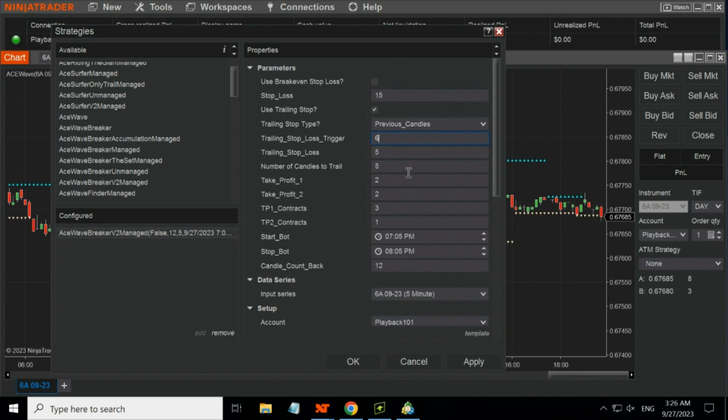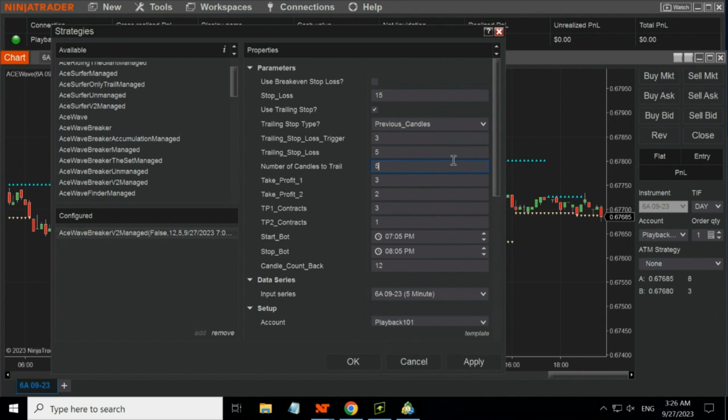What I'm going to do is aim for my first take profit. I'm going to aim for 3 ticks. That means I'm going to set my trigger at 3 ticks. So once I hit that 3 tick trigger point, that is when my stop loss will come into action. I'm not going to have to worry about the trailing stop loss parameter, because I'm using previous candles.